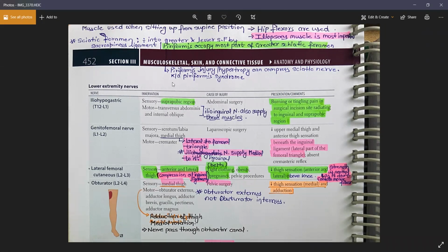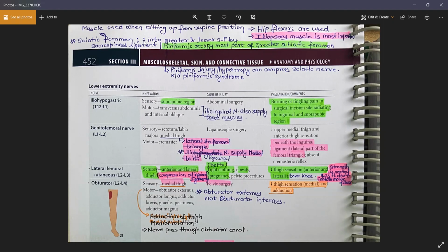Okay, and you have one syndrome known as piriformis syndrome. Because you have the sciatic foramen, and the major part of the sciatic foramen is occupied by the piriformis muscle. First of all, you have the sciatic foramen, and it is divided into two parts, the lesser part and the greater part, by the sacrospinous ligament. And the greater part of the sciatic foramen is mostly occupied by the piriformis muscle.